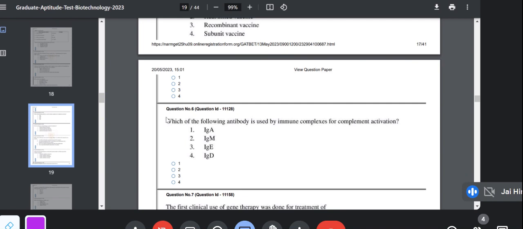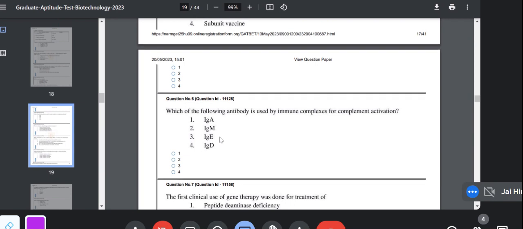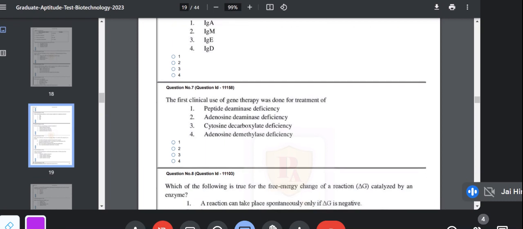Question number six is asking, which of the following antibodies is used by immune complex for complement activation? If you remember, we read that complement activation is done by IgM, and IgM is pentameric in nature, with one J chain. You just remember it.